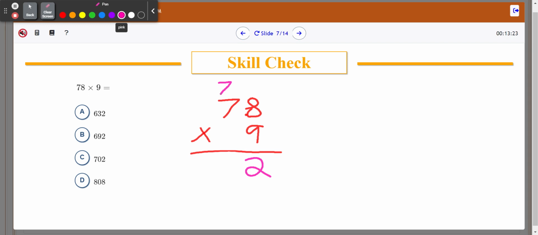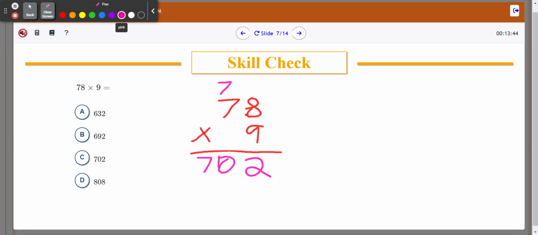9 times 7 is 63. But this time, I need to add 7 because I brought over a 7. I carried over a 7 from the previous column. So 9 times 7 is 63. 63 plus 7 is 70. So I write it down on the bottom and then I'm done.